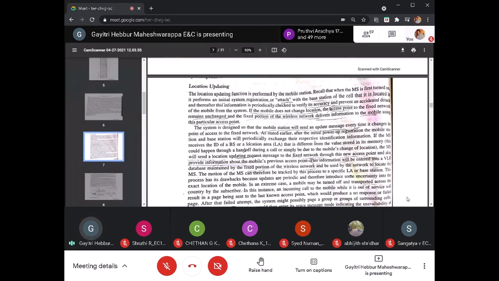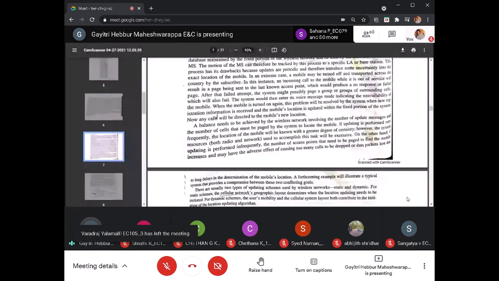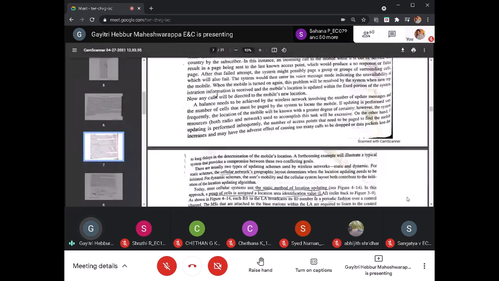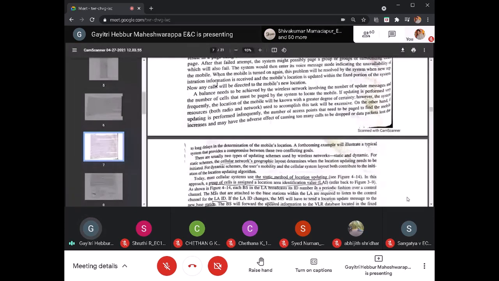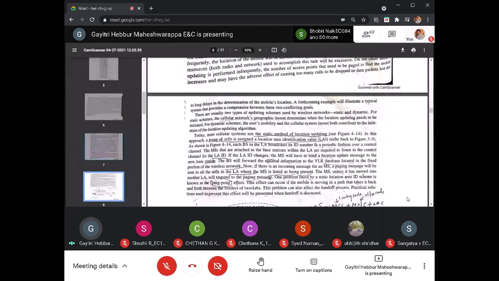So once it is located, that is stored in the VLR, and based on the roaming charges or roaming area, the billing information will be produced. So this is how the location updation scheme works. And also we have studied the different types of paging and the different types of location updation schemes. One is called the static method of location updation, another one is called dynamic location updation.